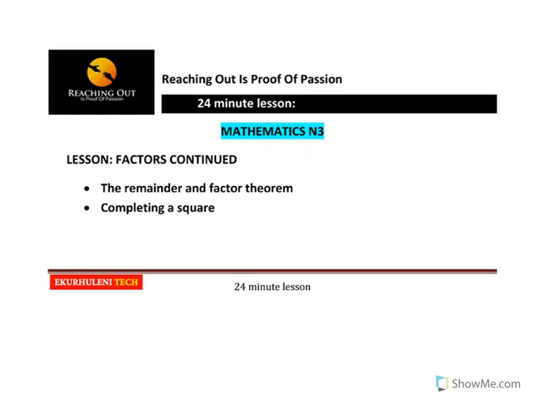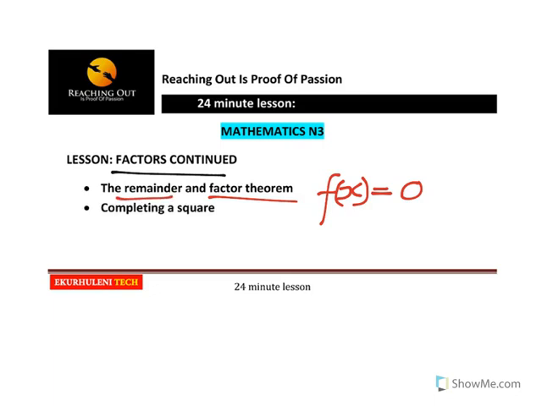This lesson is a continuation on factors, and we are continuing with the remainder and factor theorem. In the previous lesson, we looked at the factor theorem, and we said if it is a factor, you must always equate f of x to 0. And if it's a remainder, if it does not give you a 0, it means it's a remainder. That is the remainder theorem.